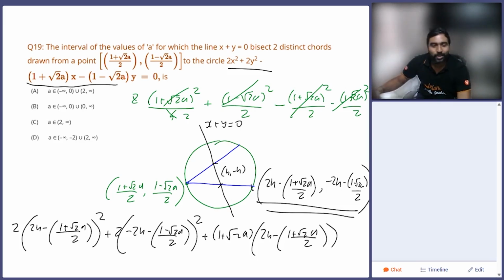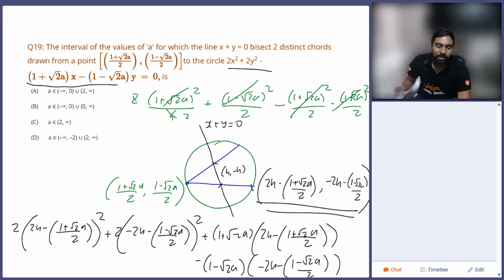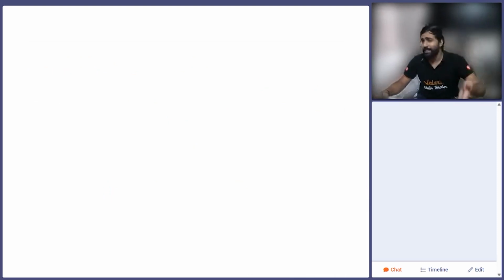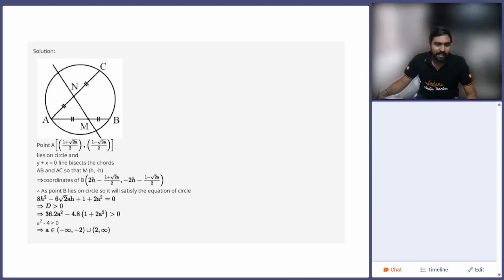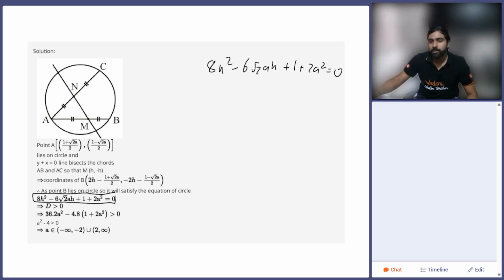This is a question which you should definitely keep for later, not one that you should attempt initially. Into minus 2h minus (1 minus root 2a) by 2, so equals to 0. When you open this out, what you are going to get is a quadratic equation in terms of h. I'm not going to solve that entire quadratic; after simplification it gives 8h square minus 6 root 2ah plus 1 plus 2a square equals to 0.